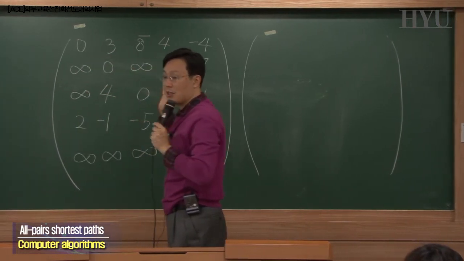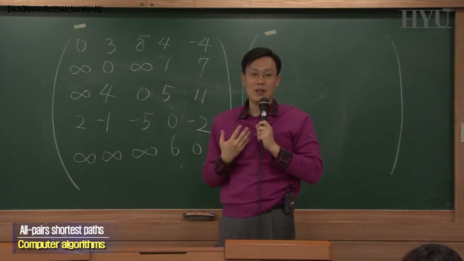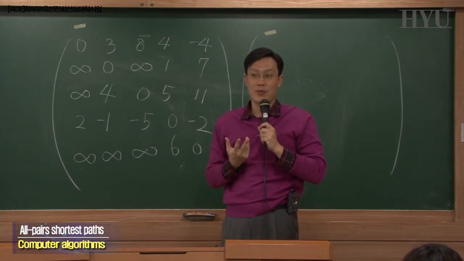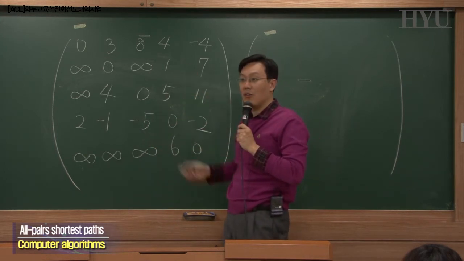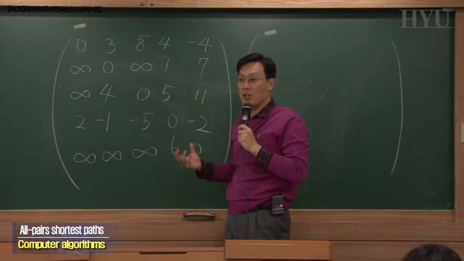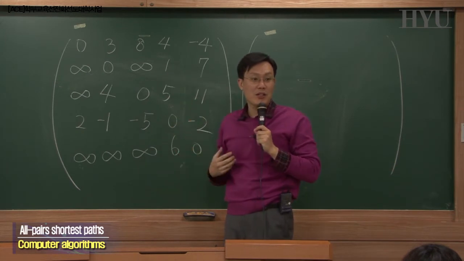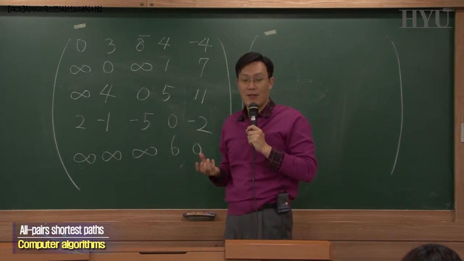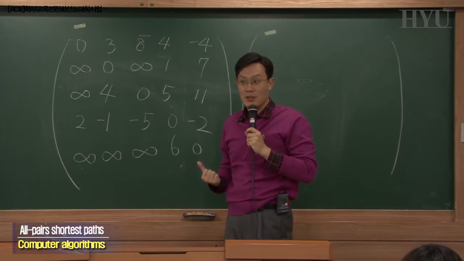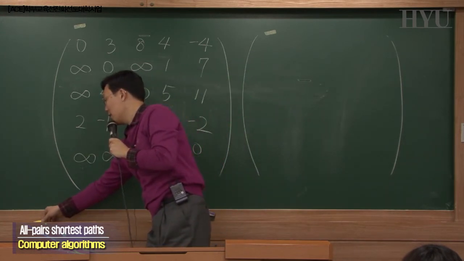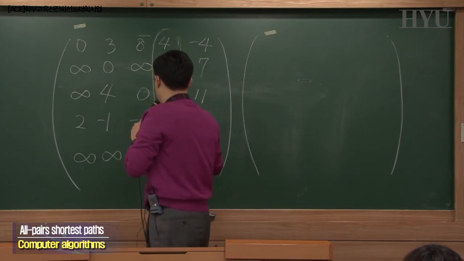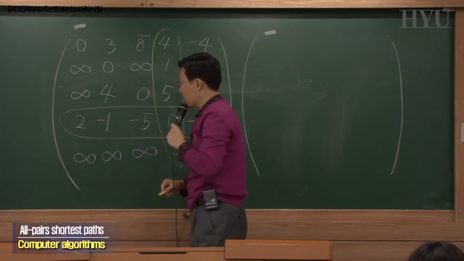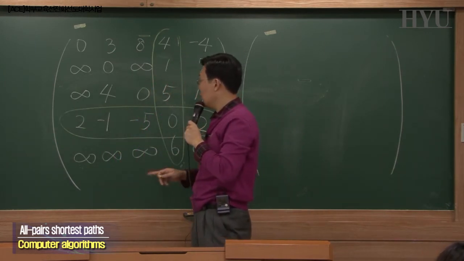In this matrix, all possibilities without using vertex 4 are reflected. The minimum value of all the possibilities without vertex 4 is calculated here. So we only consider the possibility that vertex 4 is used. Then it is this. Okay.